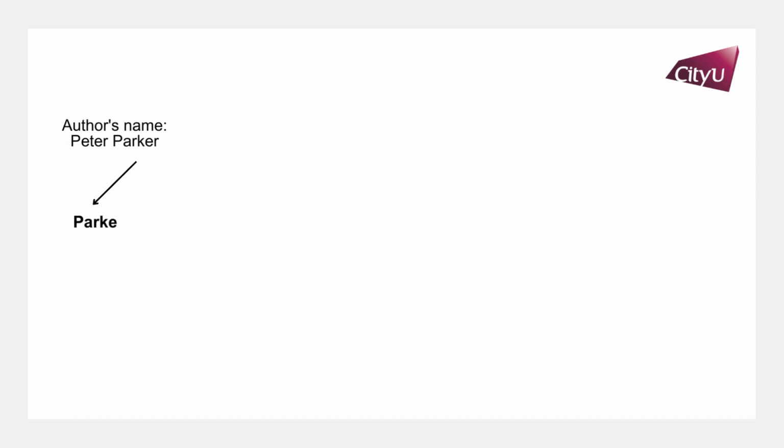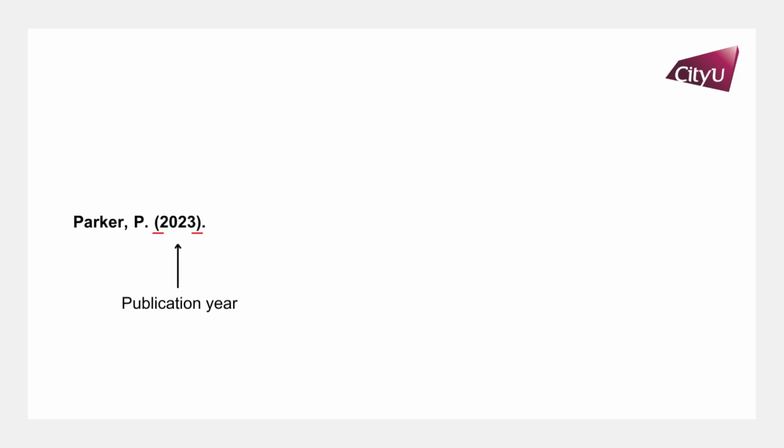First, invert all individual authors' names. Add a comma after the surnames and then write given names in initials. Following that, provide the publication year in parentheses and add a period.